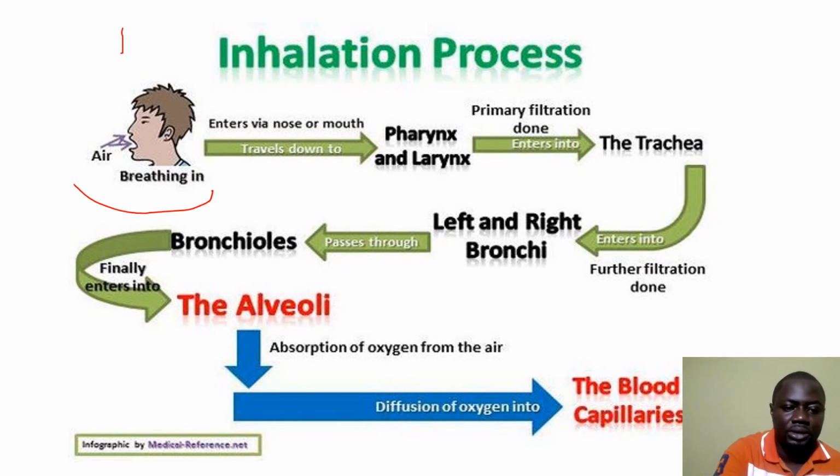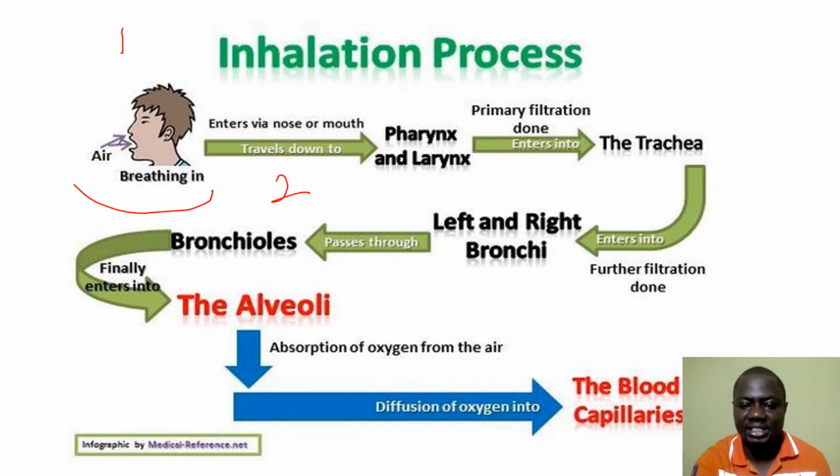Okay, breathing in. This is stage 1. Then the air travels from the nose or the mouth. It travels down, stage 2, to the pharynx and the larynx. We told you that over here the dust and the germs are trapped by the mucus. So you see that we have primary filtration here. This is the third process. Then from there it enters the trachea. The trachea is the windpipe. Then another filtration happens in the trachea.